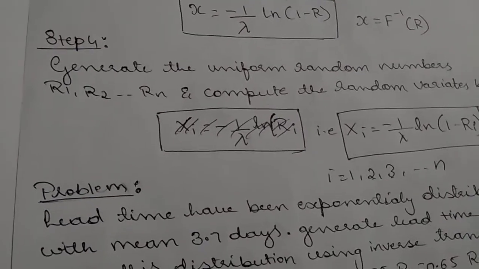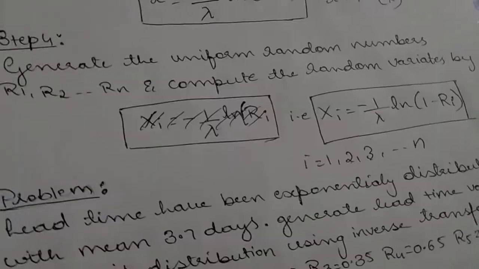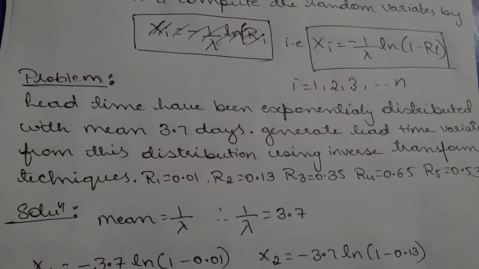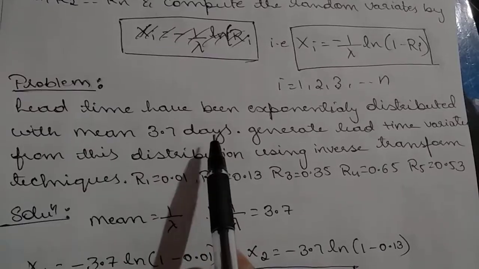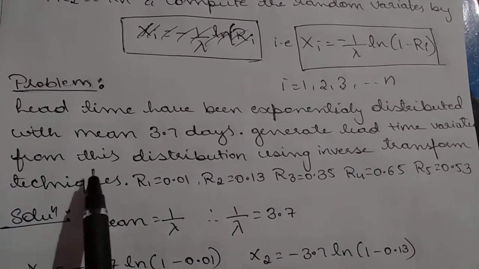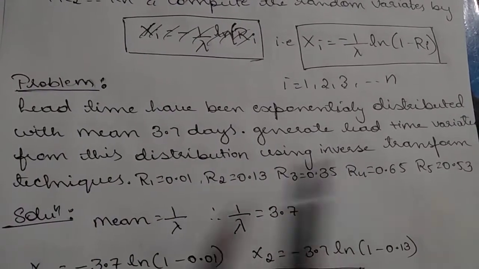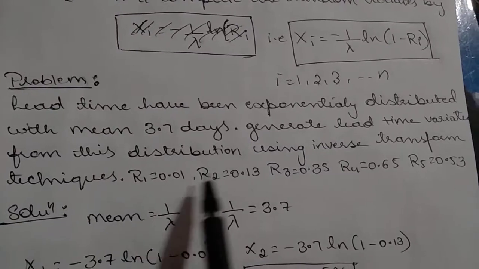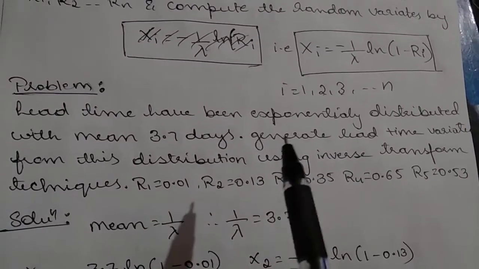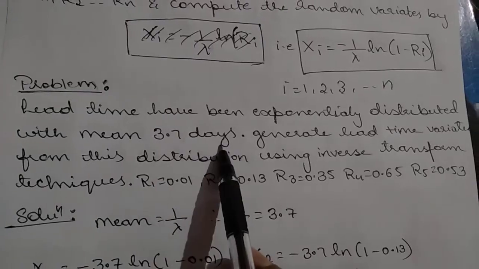Now let me go for the problem. See here, lead time has been exponentially distributed with mean 3.7 days. Generate lead time variates from this distribution using the inverse transform technique. These are the random numbers which are given. Here they have given mean is 3.7 days.